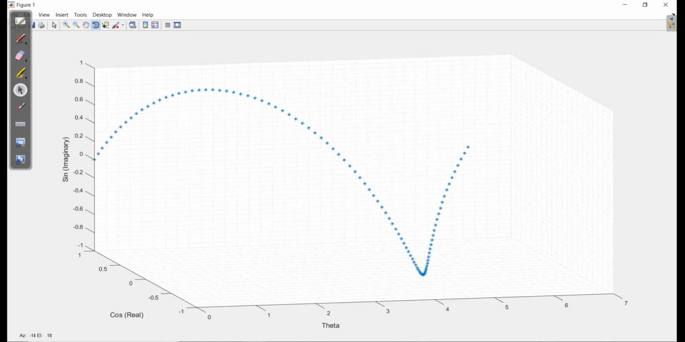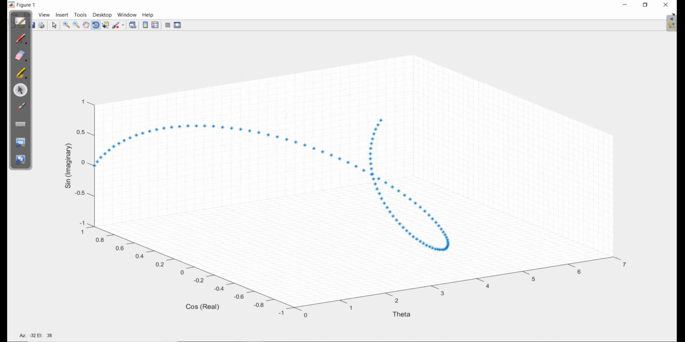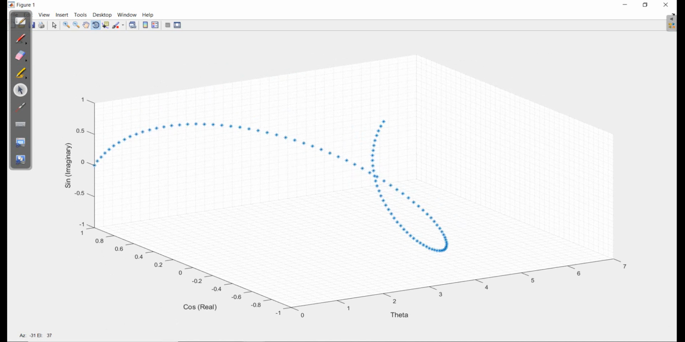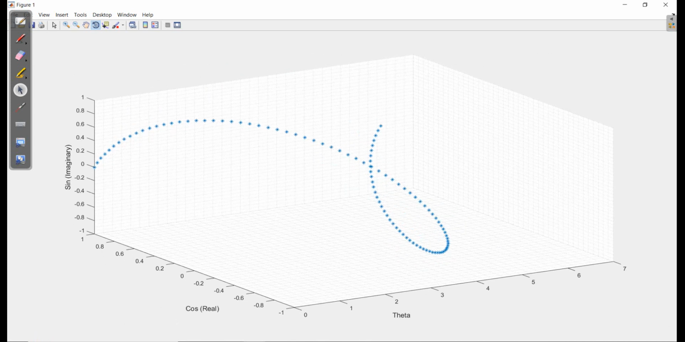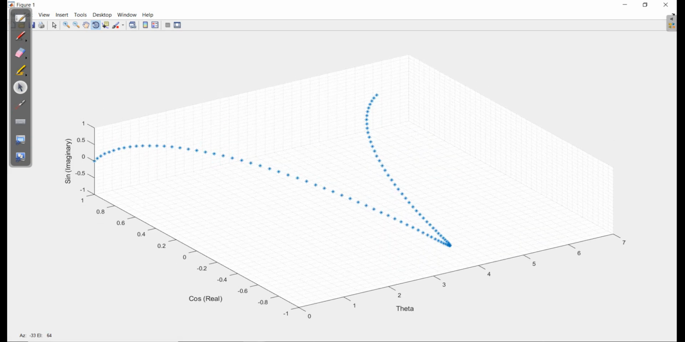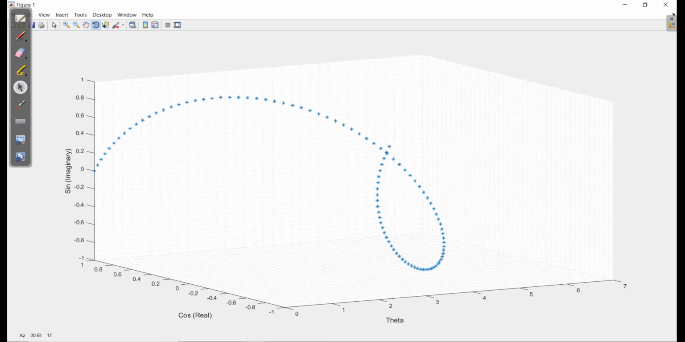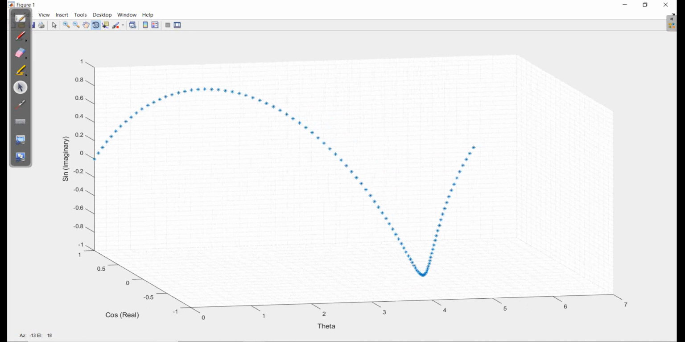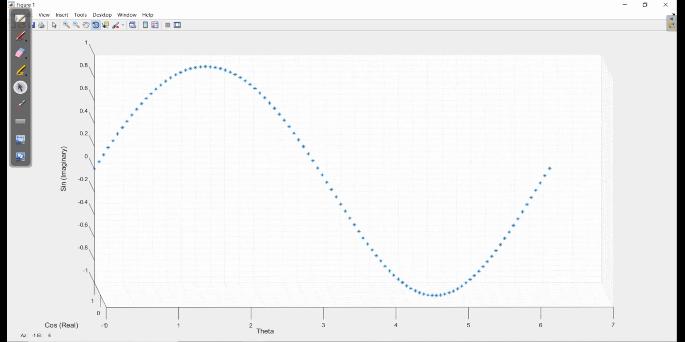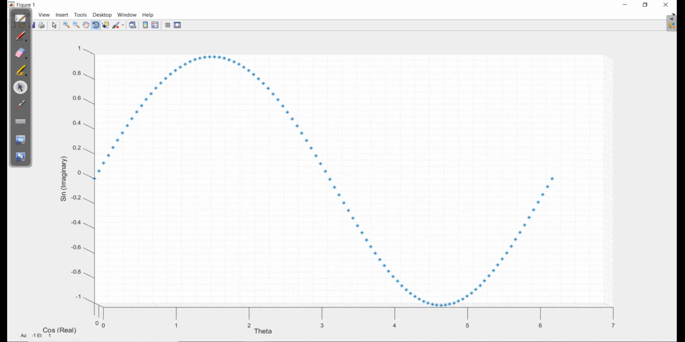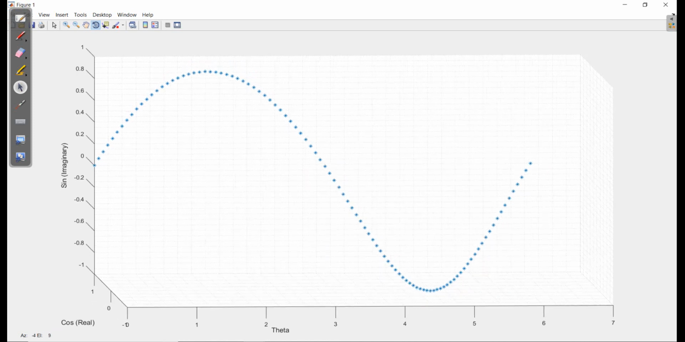So this is the original complex exponential, and if you want to see the cos part, you just look at the top of this graph and visualize the real part. So if I simply look at the top, you can see the cos function, and if I look from the lateral side, or sideways, you can see the sine function, and the combination of both of them will give you this complex exponential.